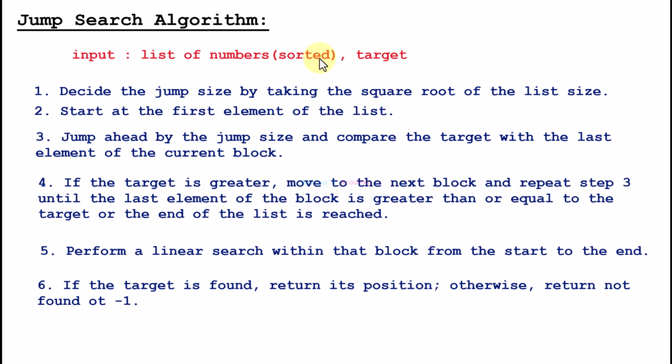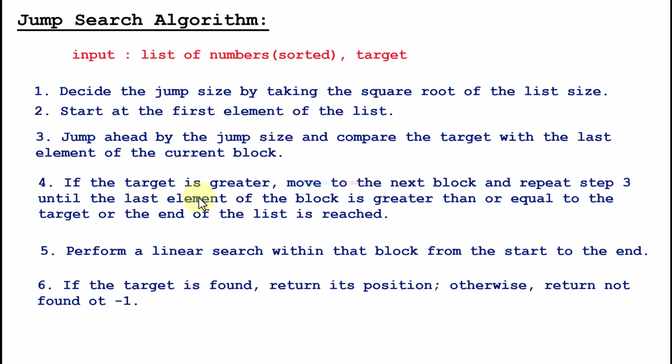So here the input is a list of numbers, a sorted list of numbers, then a target element. First step, decide the jump size by taking the square root of the list size. So here block size is nothing but the square root of the list size. Start at the first element of the list. Jump ahead by the jump size and compare the target with the last element of the current block.